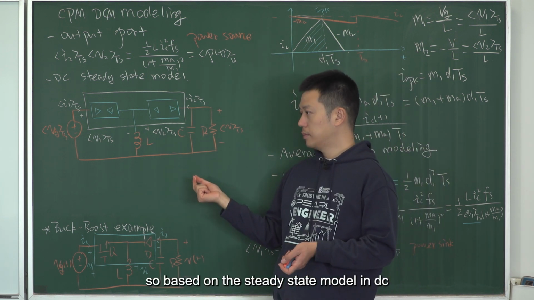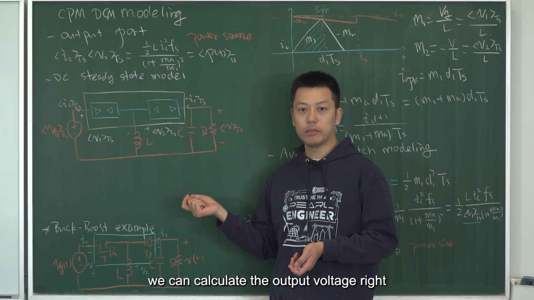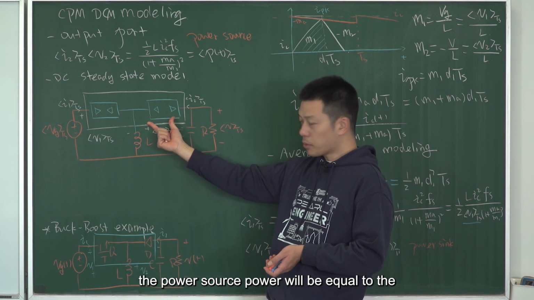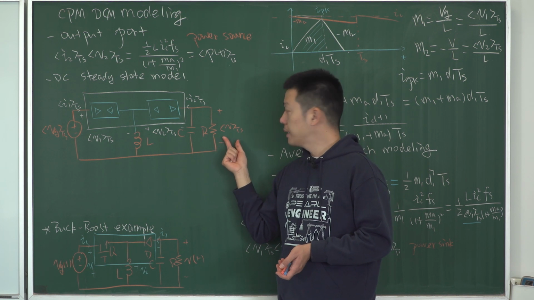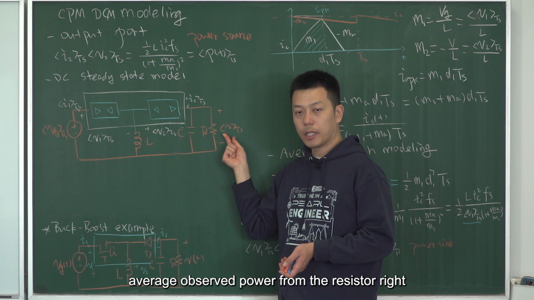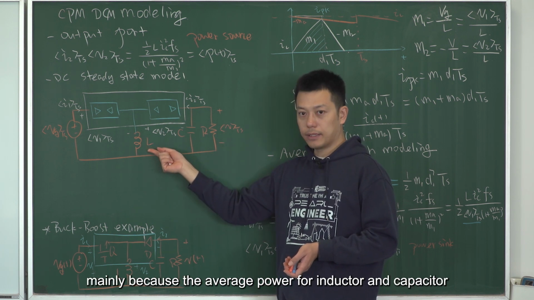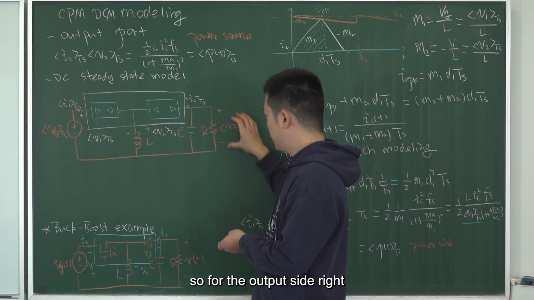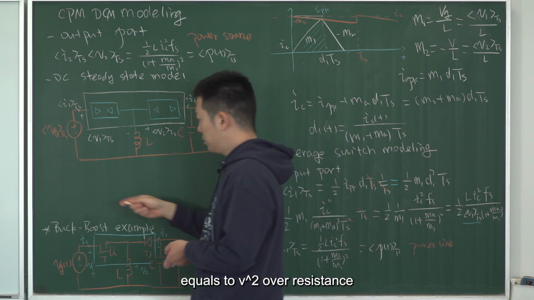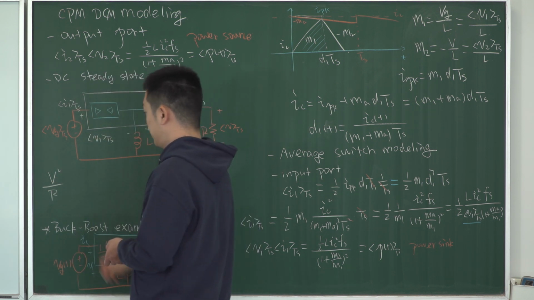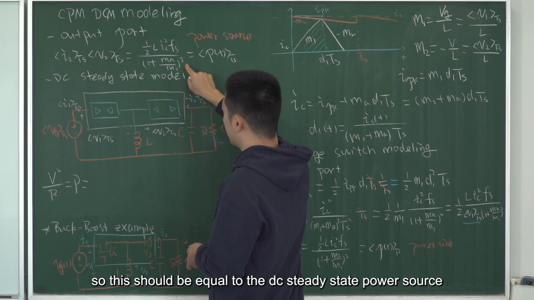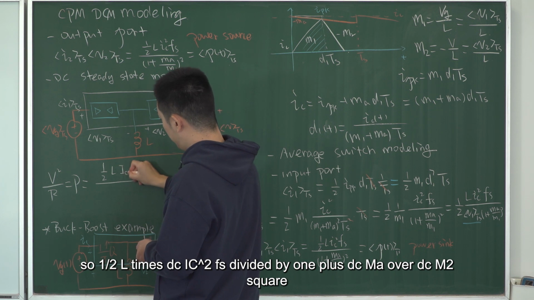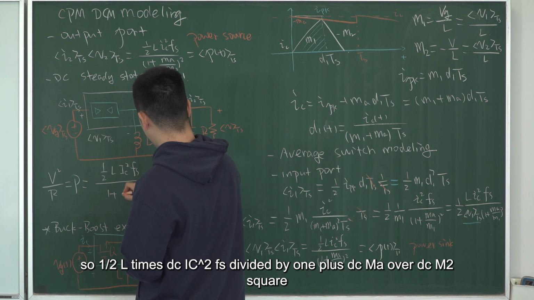So based on the steady state model in DC, we can calculate the output voltage, right? What is the output voltage? For this model, the power source power will be equal to the average absorbed power from the resistor, right? Mainly because the average power for the inductor and the capacitor at steady state should be 0. So based on the energy conservation law, this power source should be equal to this power. So for the output side, the power absorbed from the resistor equals V squared over resistance, right? So this should be equal to the DC steady state power source, 1/2 L times DC IC squared Fs divided by 1 plus DC MA over DC M2 squared.